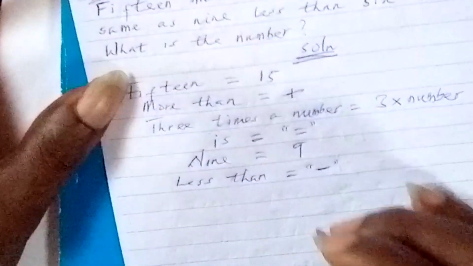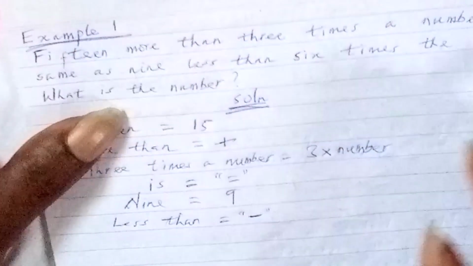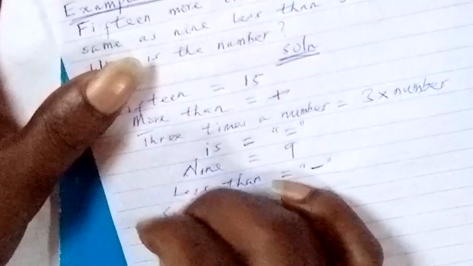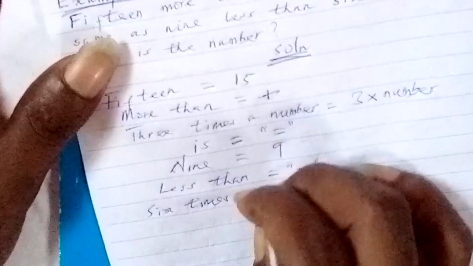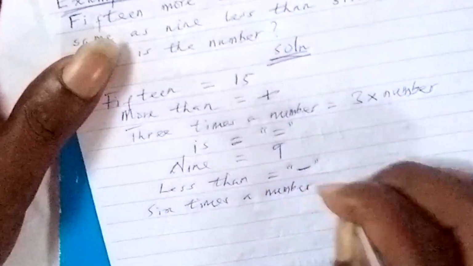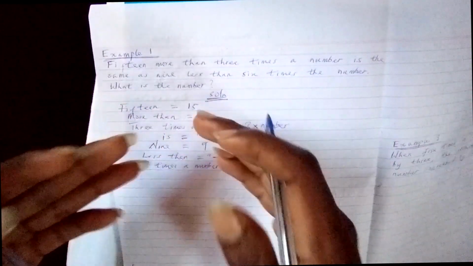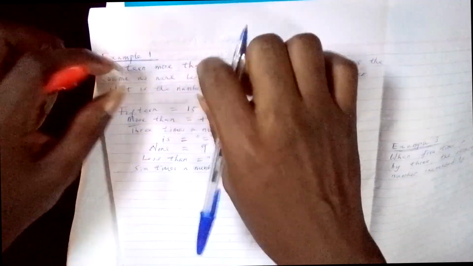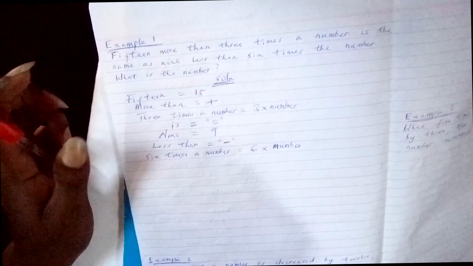Then we have the other phrase to be 6 times a number. That is 6 times the number. So we know already that 6 times a number is equal to 6 times the number. These are what we know, and we will do this before we start the actual solution. Remember, you could do this in a rough sheet. So 6 times a number, we've written it.